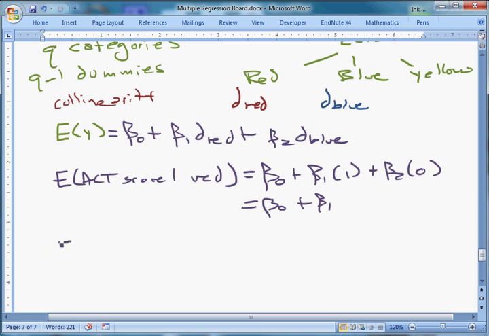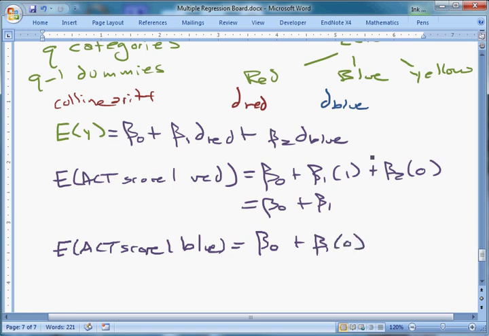So when we get our estimates, those are what we'll estimate for your ACT score if red was your favorite color. Now, what would your ACT score be if blue was your favorite color? Well, it would be beta 0 plus beta 1 times 0, because remember, D red is our dummy for if red is your favorite color, plus beta 2 times 1, because D blue, right here, is our dummy if blue is your favorite color. Now, we simplify this. This cancels out. You get beta 0 plus beta 2 as your estimated ACT score.